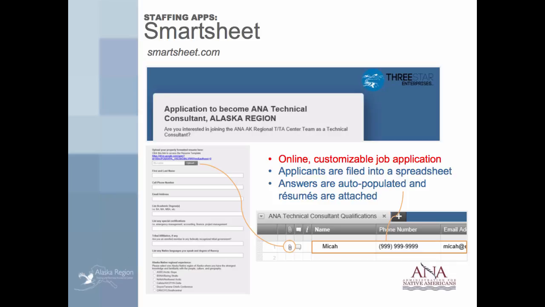Some tools for your recruiting and your applicant phase. You could use a Google form, like I said, to have people apply. Or there's a tool out there called Smartsheet, and it's just like a Google form, but it has this upload feature that I was mentioning, where you could have them apply with this form and also attach their resume, and then it goes into basically a spreadsheet as well. So that's a real nice feature as well. We use this for recruiting our technical consultants for the Alaska region.